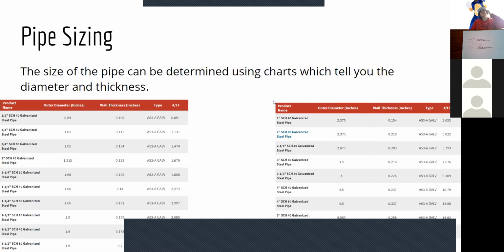For pipe sizing, there are fraction numbers you look at on a chart, and the higher the fraction number in the front, the bigger the thickness and diameter would be, and that's how you would find pipe sizing.